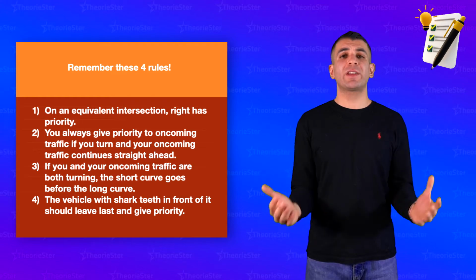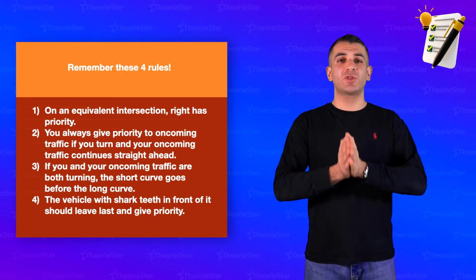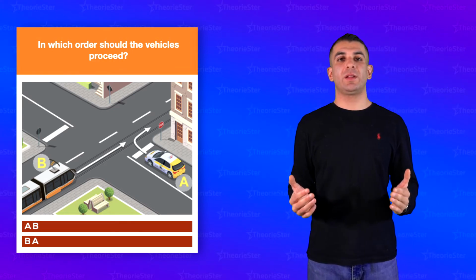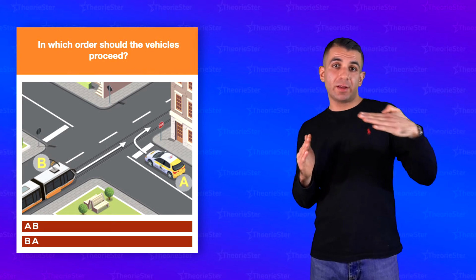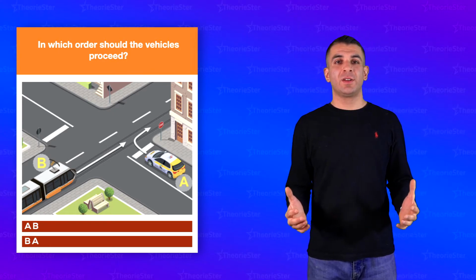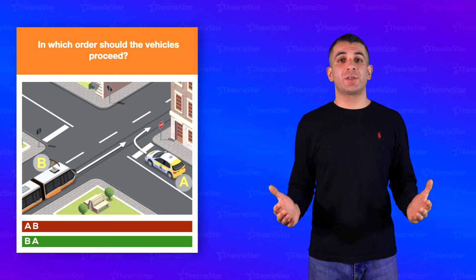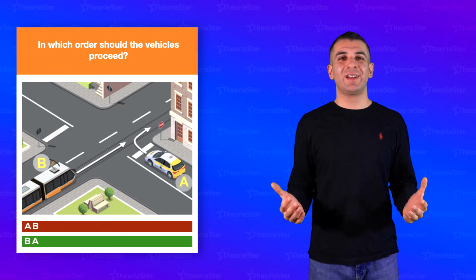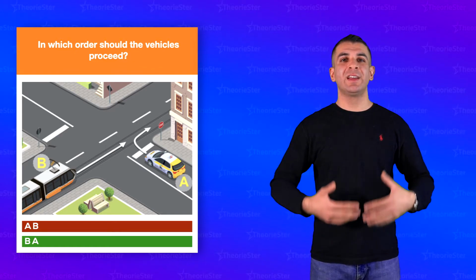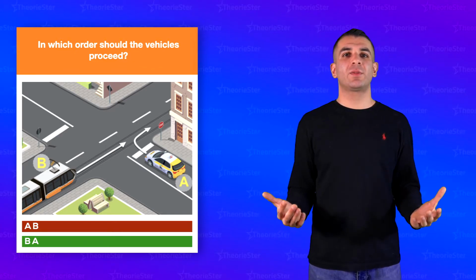Let's practice them in a couple of samples and I'm sure that you will understand all of them. Okay, let's start. In which order should these vehicles proceed? Well, you see that the tram is going straight. You have a stop sign in front of you. So the tram goes first, obviously, because you have the stop sign in front of you. And that was rule number 4. If you have a stop sign or shark teeth in front of you, then you always have to give priority.